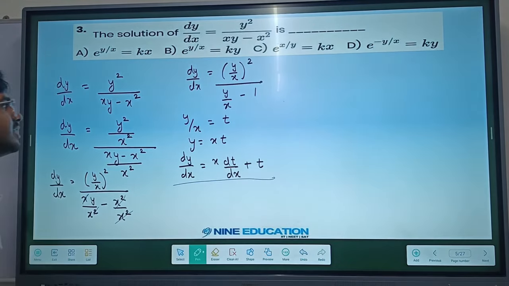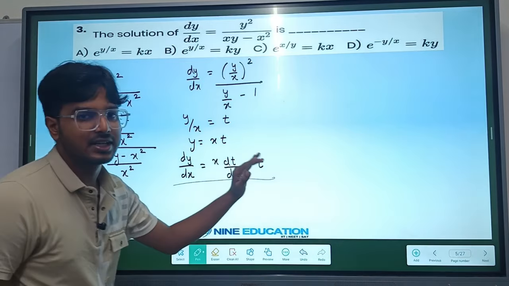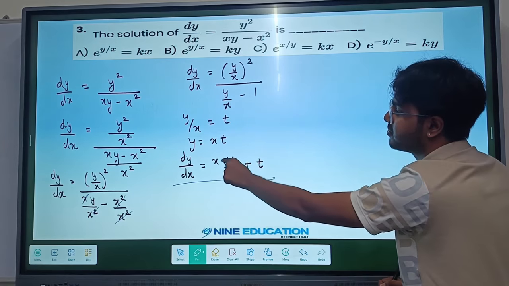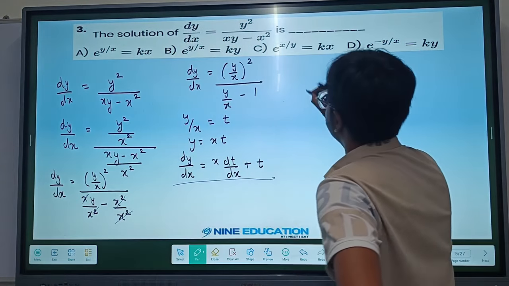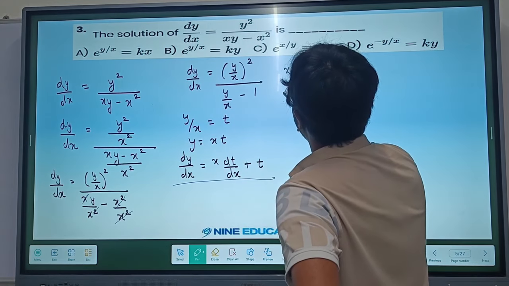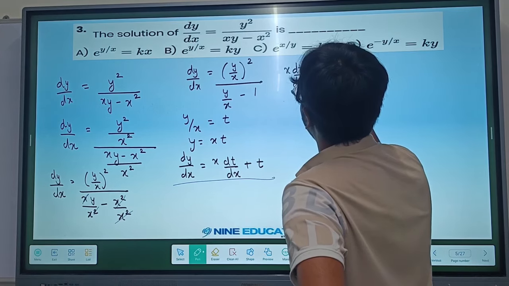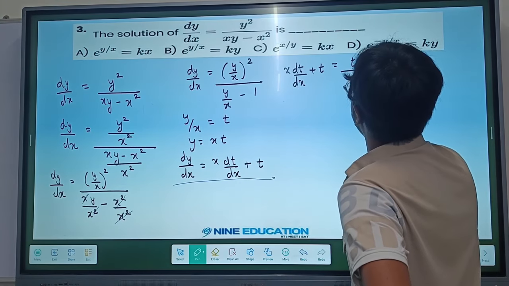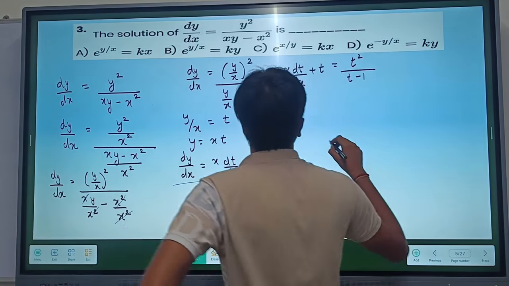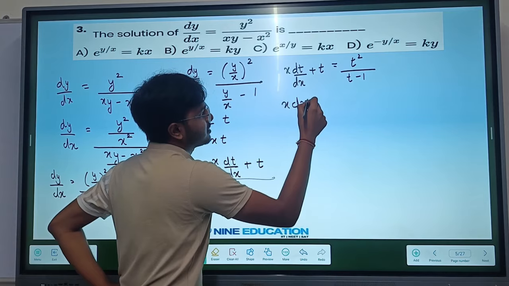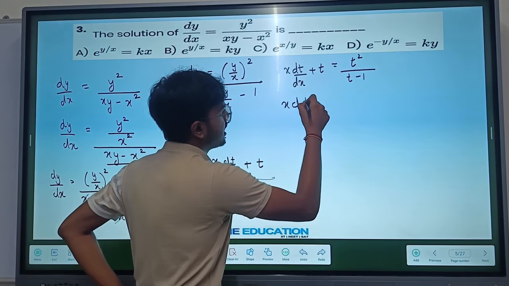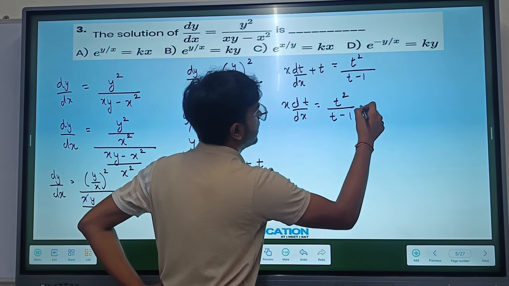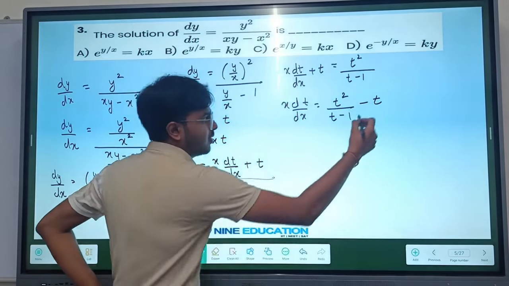So instead of dy by dx, what will I substitute? x dt by dx plus t. So here, instead of dy by dx, I'll substitute x dt by dx plus t. So x dt by dx plus t equal to (y by x) square, that is t square, divided by y by x minus 1, that is t minus 1. So what will I get? x dt by dx equal to t square divided by t minus 1 minus t.